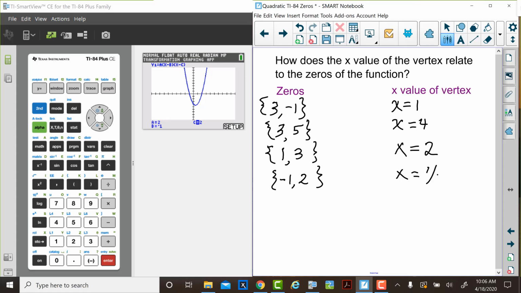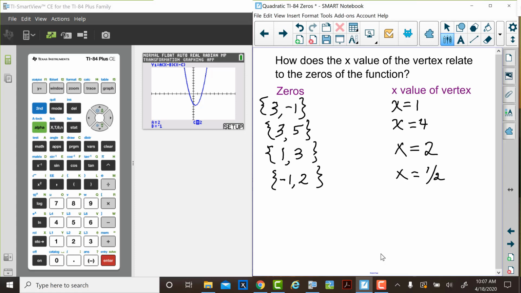Notice that we have left the a value at 2, so you would be able to write the equations since you know the zeros and algebraically determine the x value of the vertex. Do you see a pattern? The ones that are probably the easiest to look at are the two in the middle. If you take 3 and 5, how is 4 related? If you take the zeros 1 and 3, how is the x value of 2 related?